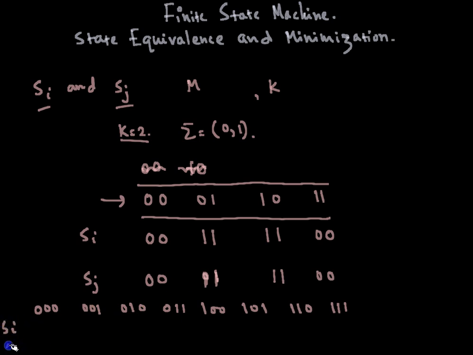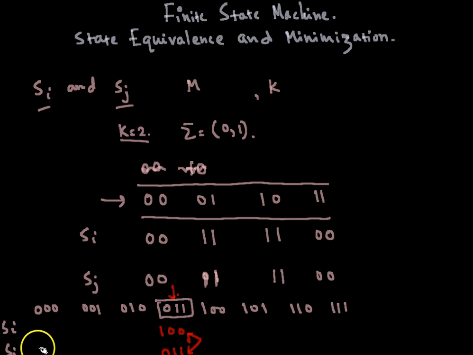Now if we get at some input string, say for this we are getting something like this. It's 1 0 0 for Si and for Sj 0 1 1. Then they differ. These two are different for some input string of length 3. So we say that Si and Sj, by considering them as the initial state, we are getting different outputs for some input string of length 3. So we say that Si and Sj are 3 distinguishable.